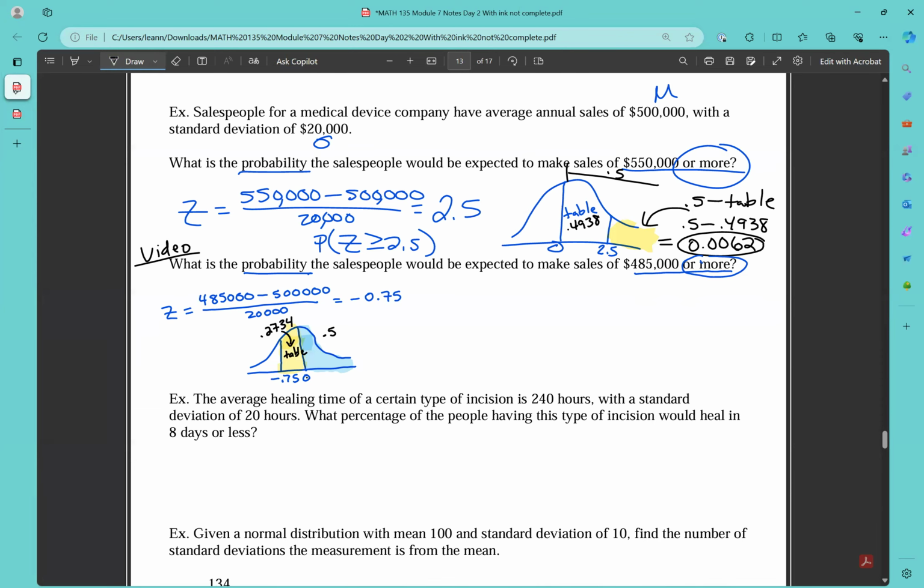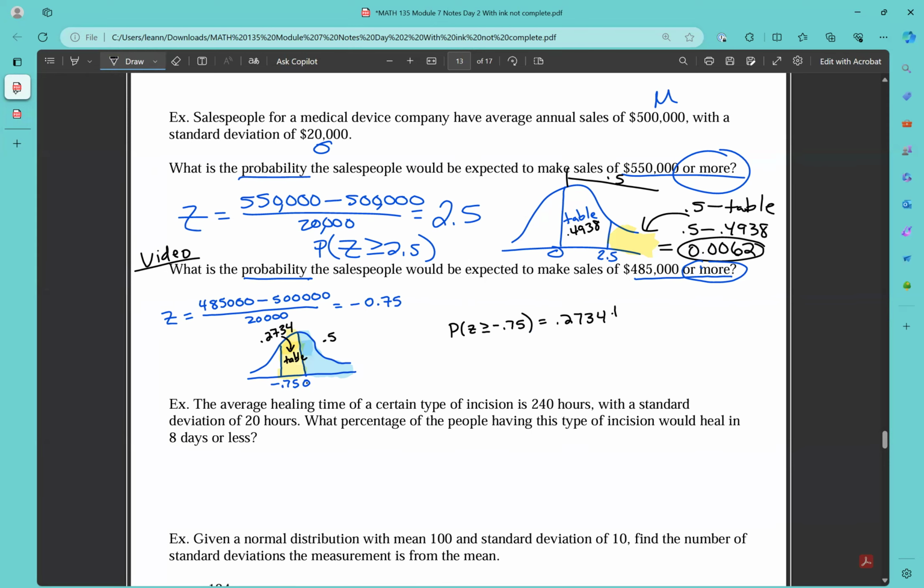That's that yellow area. Now, if we want to make 485,000 in sales or more, we have to take the negative 0.75 to 0 area. That was the z-score, and then up to the mean, and then the 0 to infinity area, and we need to add those together. So the probability that my z-score is greater than or equal to negative 0.75 is the 0.2734 plus the 0.5 for that other complete half, or 0.7734. So there's my probability.